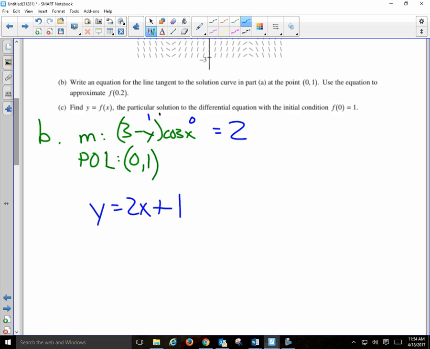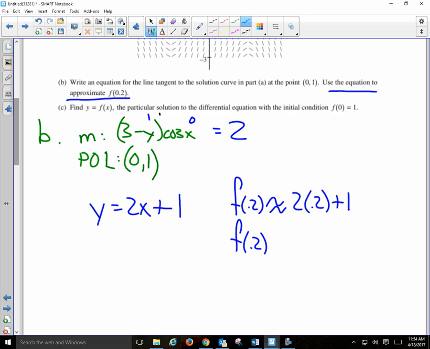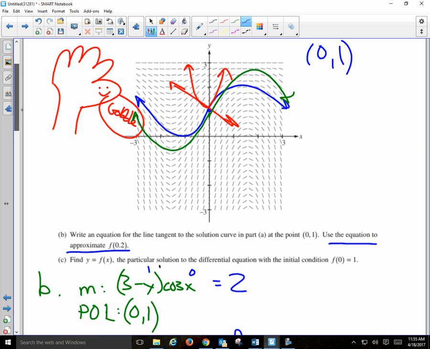And it says use the equation to approximate a linear approximation of f of 0.2. So f of 0.2 is approximately, what would I do? Let's plug it in. 2 times 0.2 plus 1. So f of 0.2 is approximately 1.4. Okay.